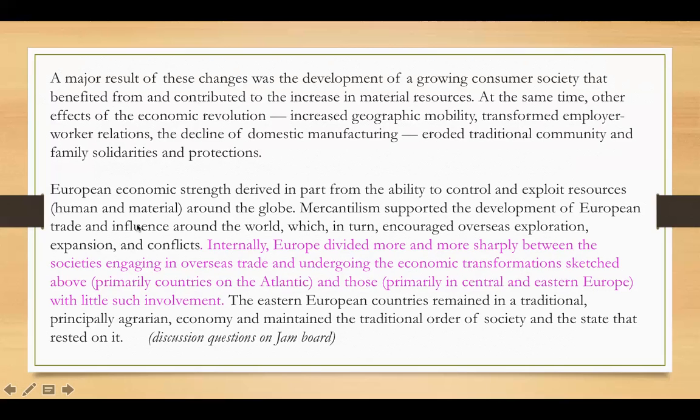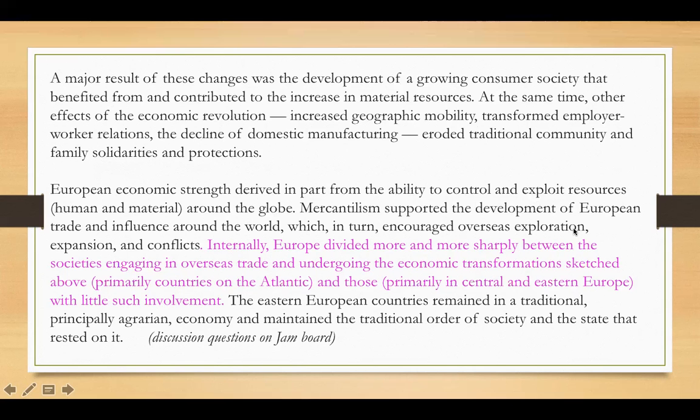The yellow sticky asks, what are some causes of the, quote, increased geographic mobility the source mentions? So what are some causes for why people are moving inside of Europe? What are some things that are forcing people to leave? And then the pink question, identify the countries the author is talking about in the pink highlighted statement. Make sure to say what country goes with what.